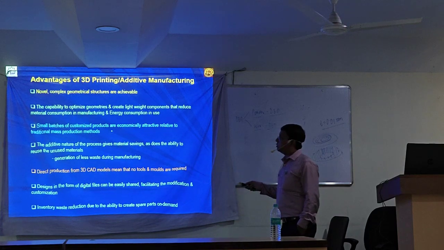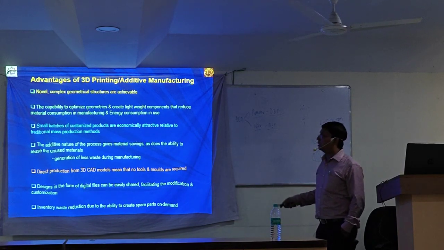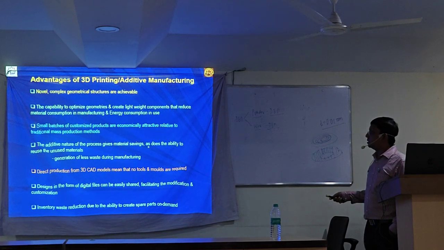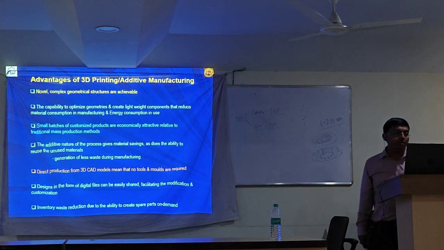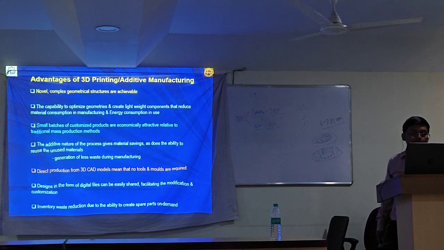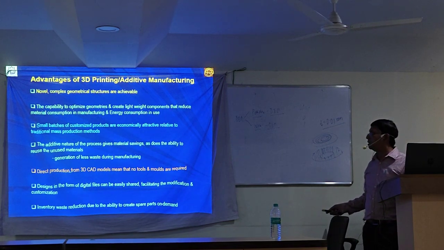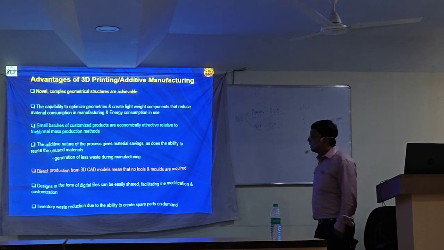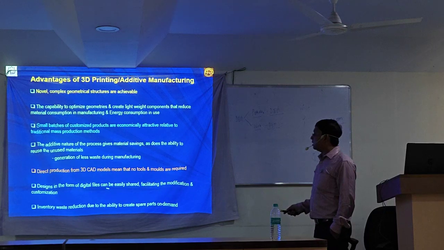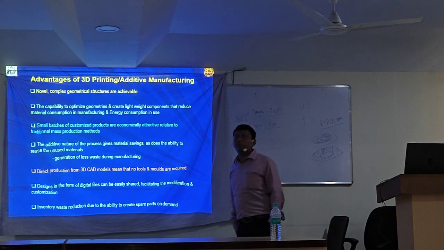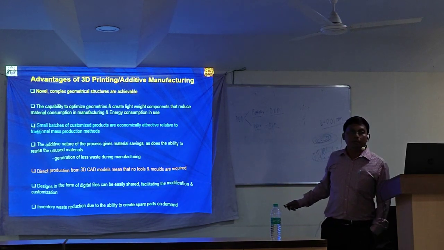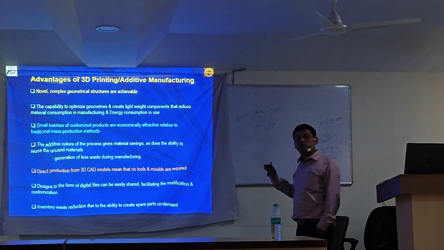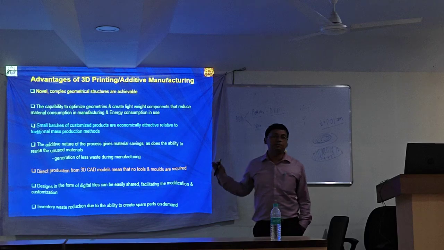Small batch sizes of customized products are economically attractive relative to the traditional mass production method. Another is that the additive nature of the process gives material saving and the ability to reuse unused material, so less wastage in most cases. Direct production from a 3D CAD model means that no tools or molds are required. And it can manufacture anytime, anywhere, and customized. This is very much applicable in 3D printing for mass customization, not mass production. Customer specific implants, say in medical, are a good example. So wherever you need mass customization, the additive manufacturing process is beneficial to you today.